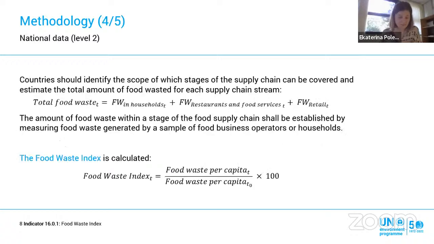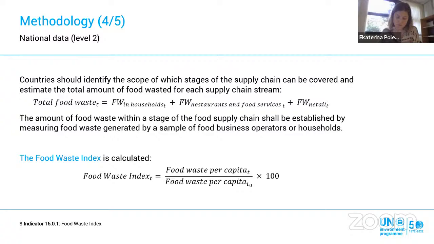Next slide, please. For level 2 indicators, countries should identify the scope of which stages of the supply chain can be covered and estimate the total amount of food waste for each supply chain stream. Total food waste is a sum of food waste generated in households, food waste generated in restaurants and other food services, as well as food waste generated in retail.